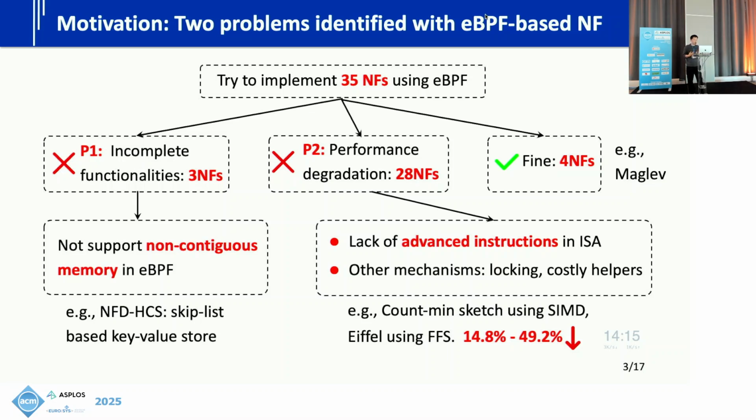While 28 operations can be implemented using eBPF, they suffer from significant performance degradation due to the lack of advanced instructions in the eBPF ISA and other safety mechanisms, for example, locking and costly helper functions. For example, due to the lack of SIMD instructions, count-min sketch has a performance degradation reaching up to 49.2%.